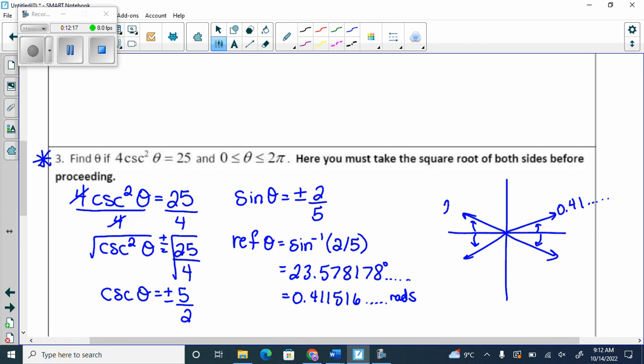So I get 2.7300. The third one, I'm going to do pi plus the decimal. So I get 3.553. And how do I get it in quadrant 4? 2 pi minus the decimal, 5.8716.